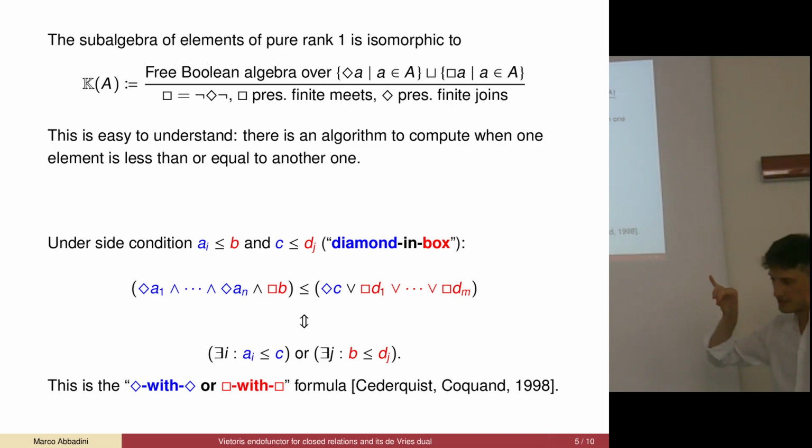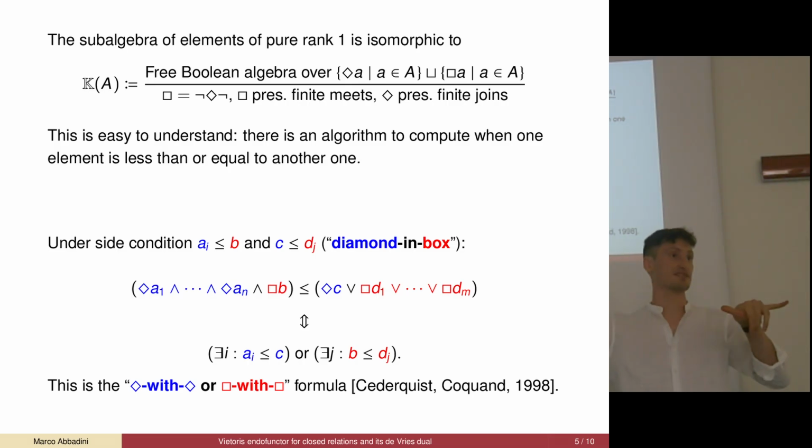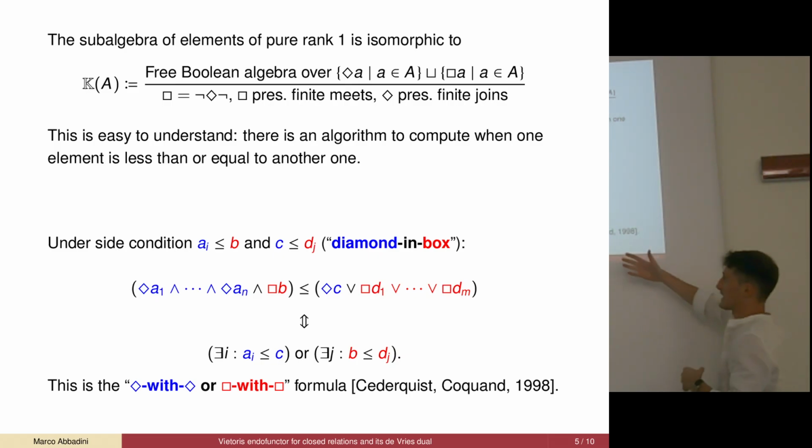For example, there's an algorithm that tells you when two elements are the same, or even more generally and more nicely maybe, when an element is below another one. So if you have two elements of K(A), so two equivalence classes of Boolean combinations of diamonds and boxes, there's an algorithm that tells you when the first one is less or equal than the second one. Essentially, you rewrite the elements in conjunctive and disjunctive normal forms, and then in the end you go to a system of inequalities of this type.